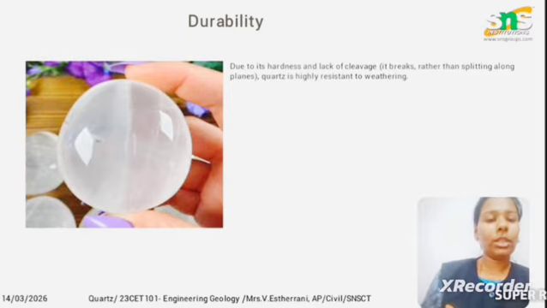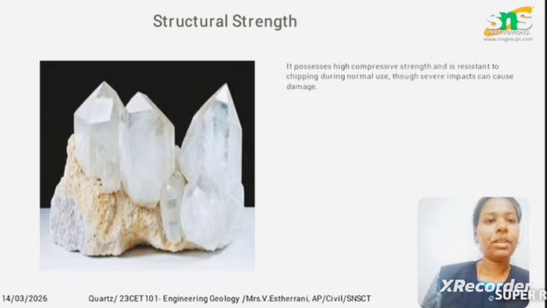When we come to weathering, there are 3 types: physical weathering, chemical weathering and biological weathering. Since the quartz has a high hardness and lack of cleavage, this weathering is prevented in quartz. Next one is the structural strength. This quartz is made up of silicon dioxide. It has 2 elements, silicon and oxygen. It has 1 silicon atom and 2 oxygen atoms.